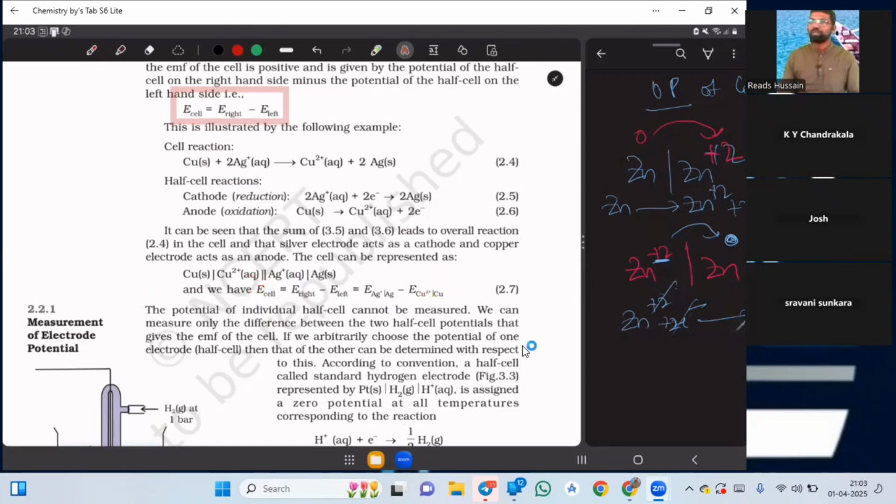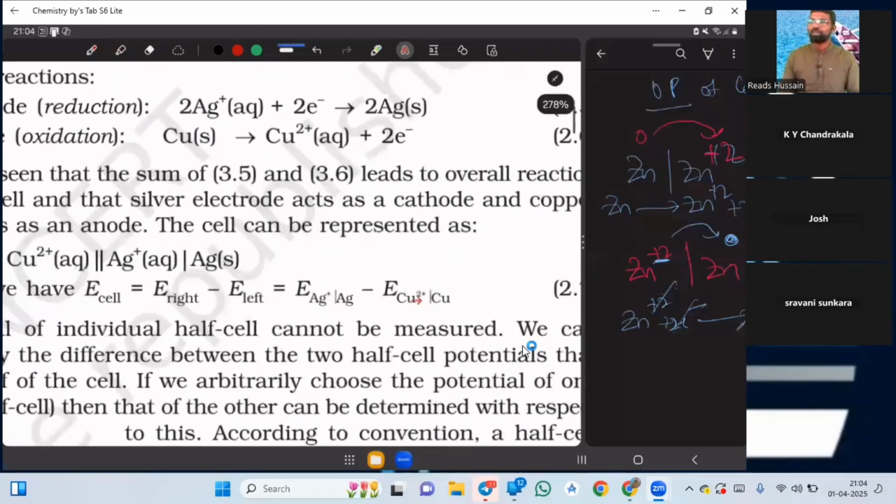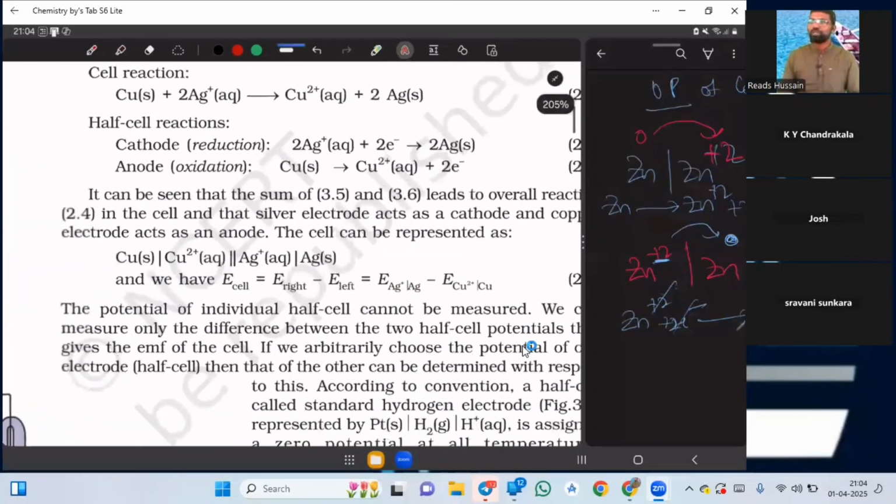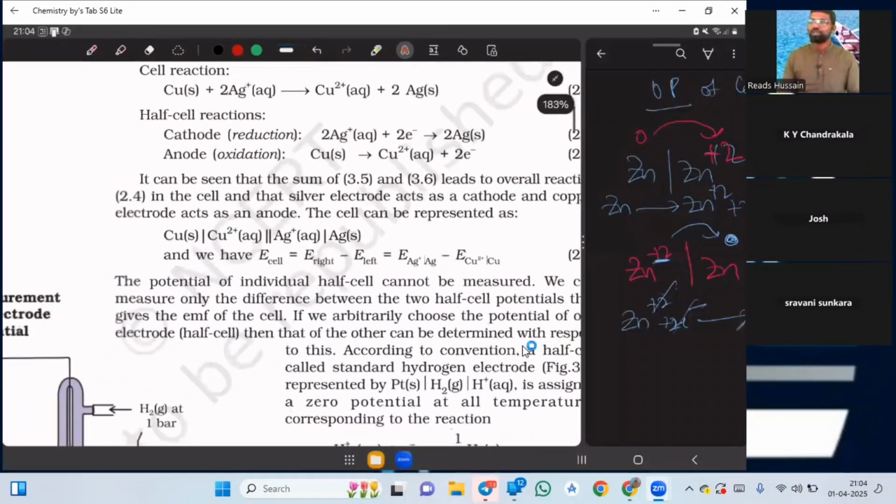Don't be confused. You may get one small doubt: sir, here Cu bar Cu2+ is there, but you wrote here Cu2+ bar Cu. Why sir, like this? Because we are taking only reduction potential. Reduction potential means going from a higher oxidation state to a lower oxidation state, gaining electrons. So plus 2 to 0, and here plus 1 to 0. Just remember these points.